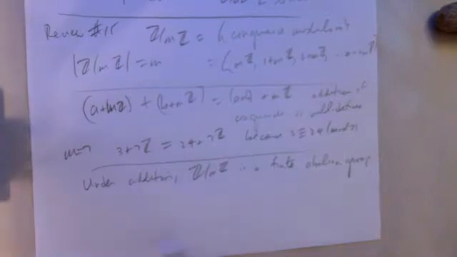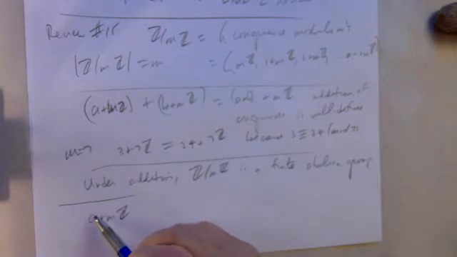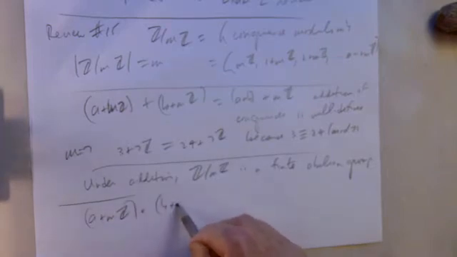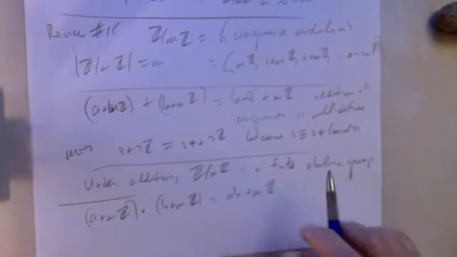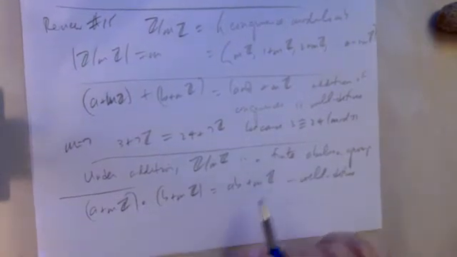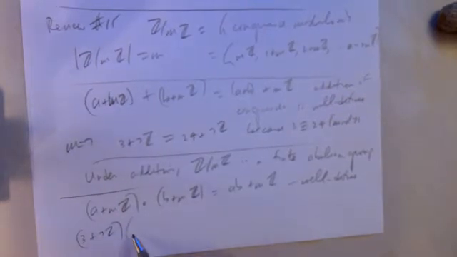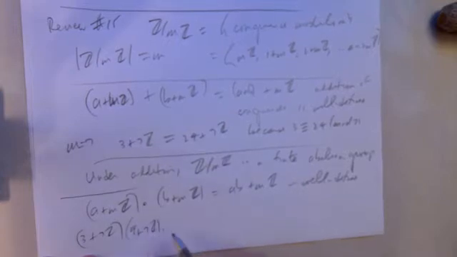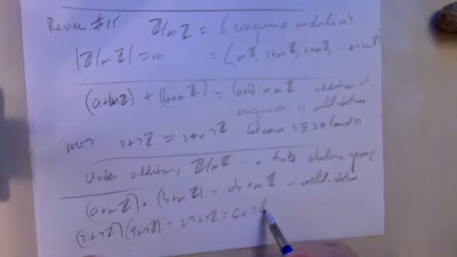But we also have multiplication. We define the multiplication of A plus MZ times B plus MZ to be the congruence class AB plus MZ. And this is also well defined. So for example, if you took 3 plus 7Z times 9 plus 7Z, what is that? That's 27 plus 7Z, which is the same as 6 plus 7Z.